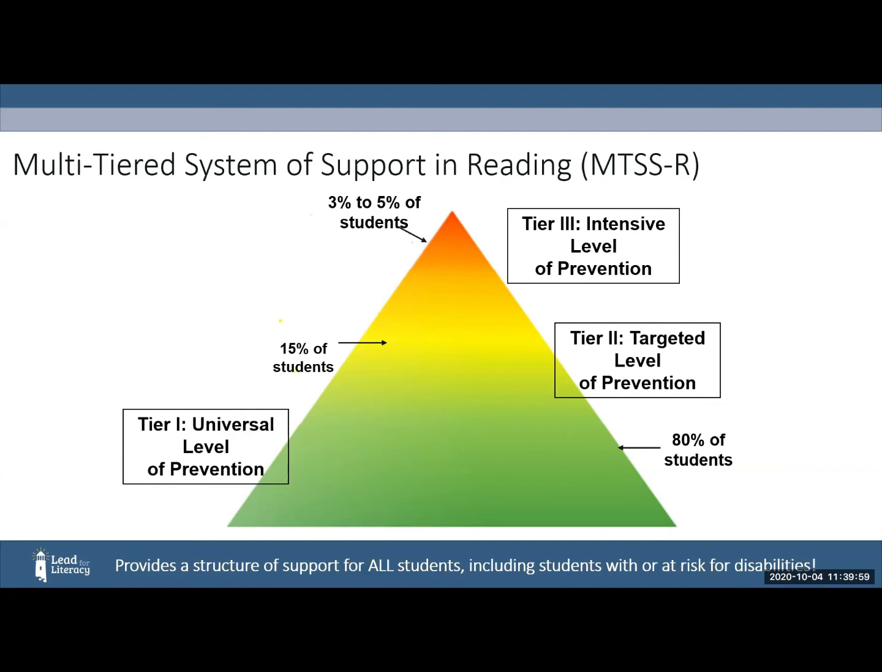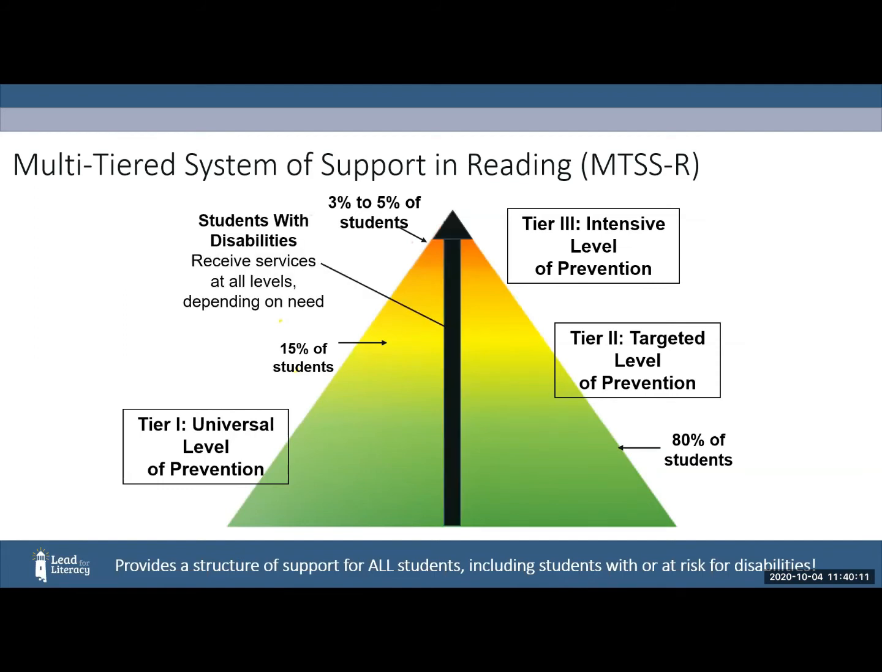If this additional targeted support is insufficient, or students have severe and persistent learning needs, 3 to 5% of students may need intensive intervention at Tier 3. Because an effective MTSS-R provides a structure of support for all students, students with disabilities receive services at all levels depending on their needs, as shown by the continuous arrow across all 3 tiers in this image.